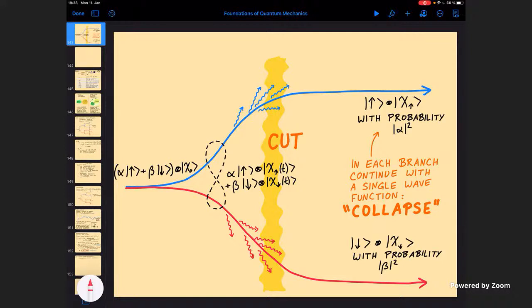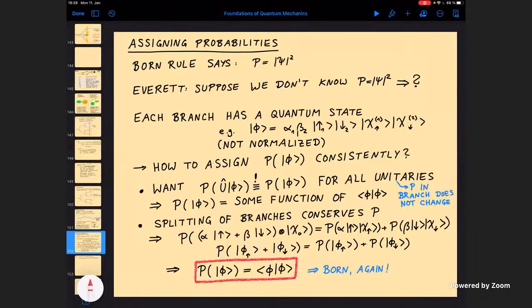Not the question, are there probabilities, but the question, what are these probabilities? Okay, so Everett observes that each branch has a quantum state. For example, I show here one of them for two subsequent measurements, chi up and chi down, and the corresponding prefactor, these complex amplitudes that came from the initial superposition. So it's not normalized, and that's important. So each branch comes with a quantum state.